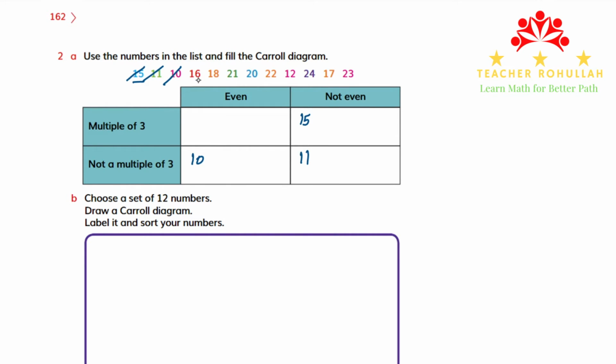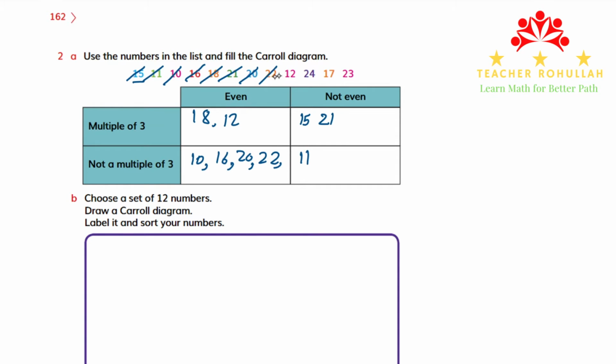And 16 is not a multiple of 3 but even. So 16 comes here. 18 is a multiple of 3 and at the same time it's even. So 18 comes here. Cross it out. 21 is a multiple of 3 but not even. So it is coming over here. Well, 20 is not a multiple of 3 but even. So 20 comes here. I will cross them out one by one. And 22 is also not a multiple of 3 but even. So it comes here. 12 is a multiple of 3. At the same time, it's even. So 12 is here. Let me split here also with the commas so that it should not be messed up.